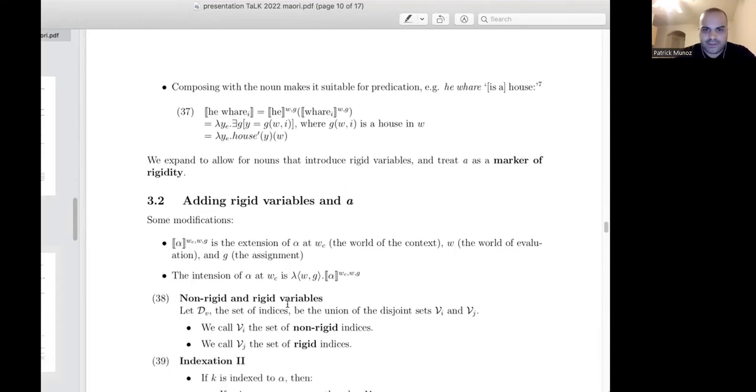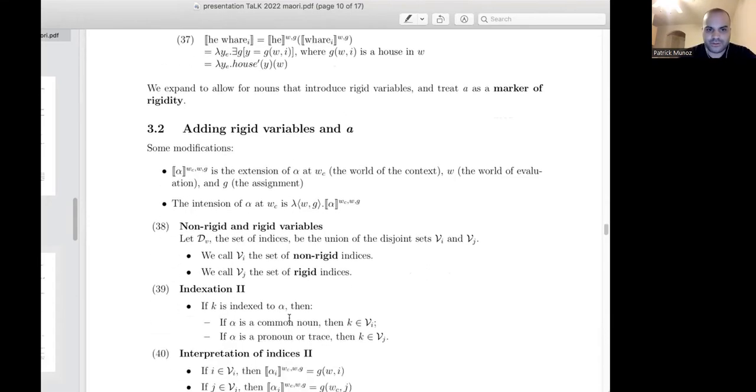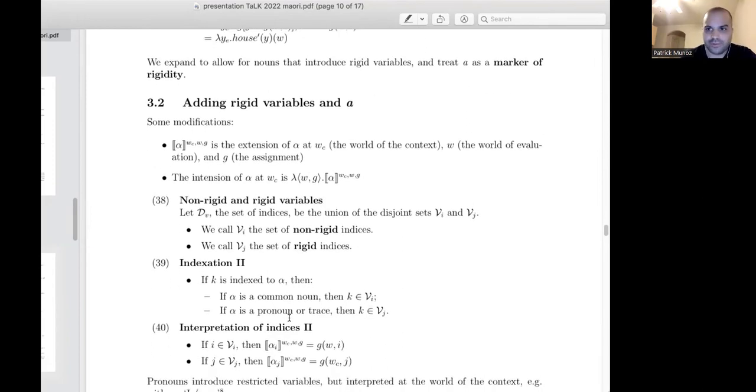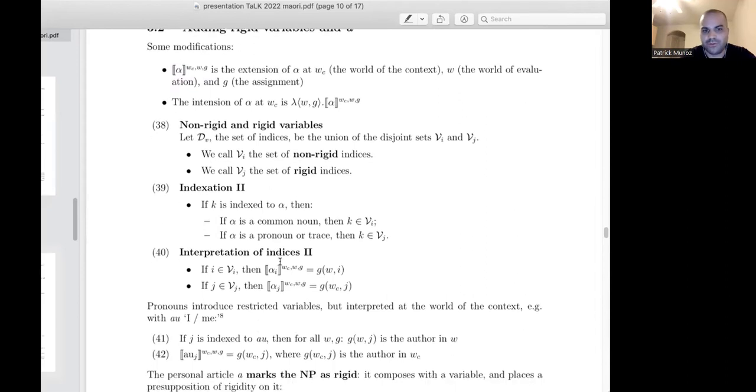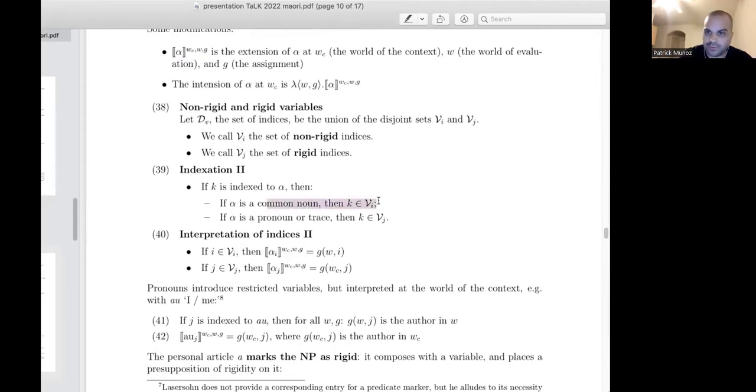Now, what we want to add to this system is a marker of rigidity. So we need to introduce rigid variables as well as non-rigid ones. We evaluate our expressions with respect to the world of the context, the world of evaluation, and assignment, and we make intensions abstract over the evaluation world, but not the context world, right? Then we can have two sets of variables, one rigid, one non-rigid. Common nouns get the non-rigid variables, pronouns and traces get the rigid variables. Names, importantly, will not have any special restrictions, as well as words like mom. They can get rigid variables or non-rigid ones.